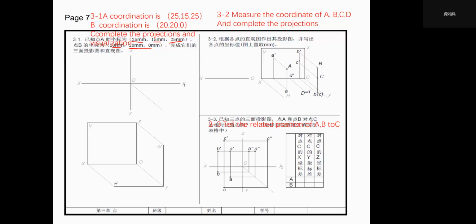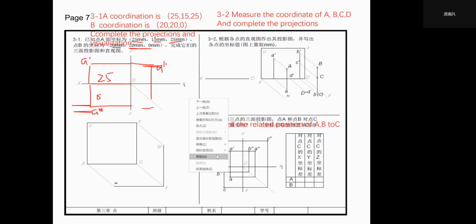For the first one here, this one is 25. Then this one is 15. You get A plus here, no comma here. And z is there. This is 25. So A is 25. You can use a helping line to get another one. There is A. So this is the answer.